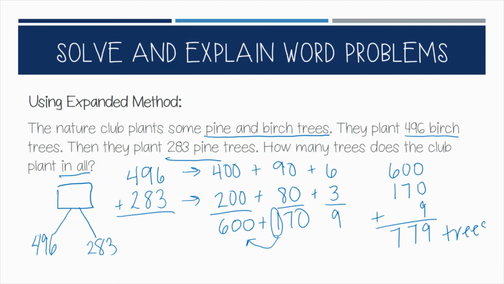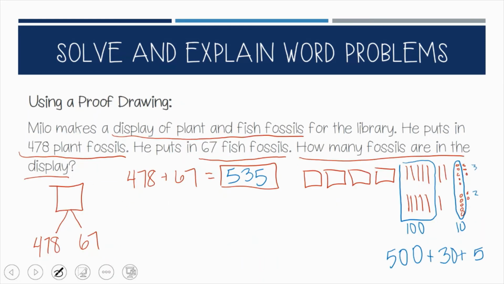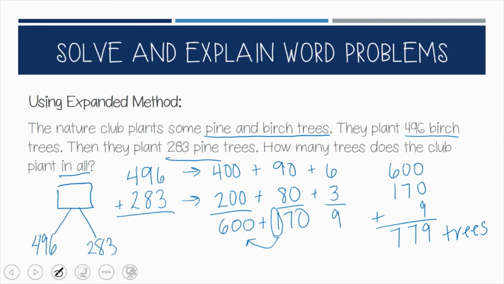We forgot our label on the last one. Let's go back and fix that. This should have been 535 fossils. All right, now that we've got those two fixed, let's go on to our next problem.